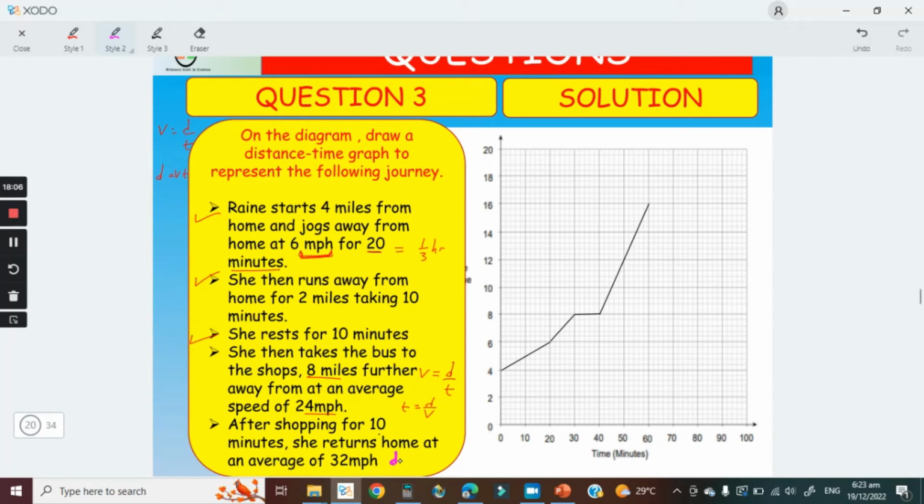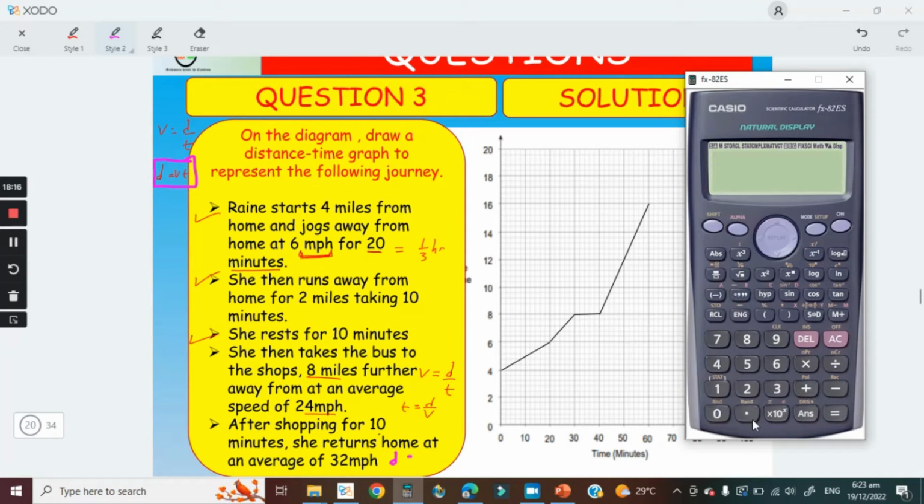But remember, distance, we had written it down here, was velocity times time. So you work out now 32 times the time. But 10 minutes, you have to put it, remember, it's really out of hours. So 10 over 60, that's it. So the next 10 minutes, she returns home.